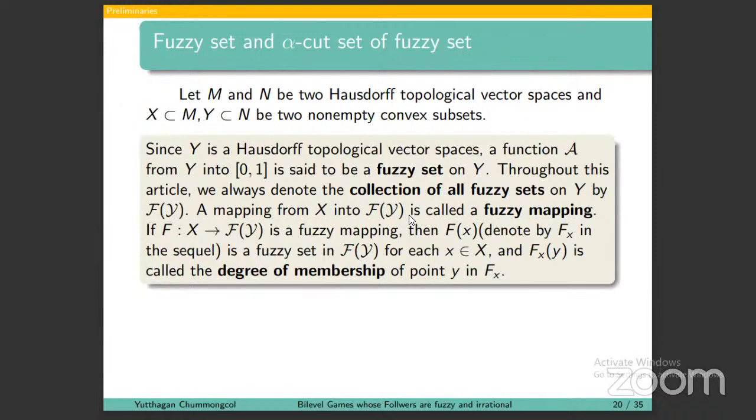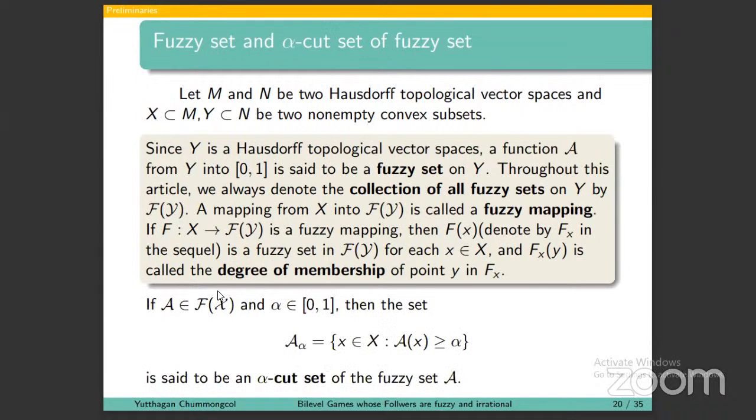If F from X mapping to capital F of Y is a fuzzy mapping, then F of x is a fuzzy set in capital F of Y for each x belonging to the set X, and this is called the degree of membership of point y in F of x. If capital A belongs to the collection of all fuzzy sets on Y and alpha belongs to this, then the set defined by this is called an alpha cut set of the fuzzy set capital A.